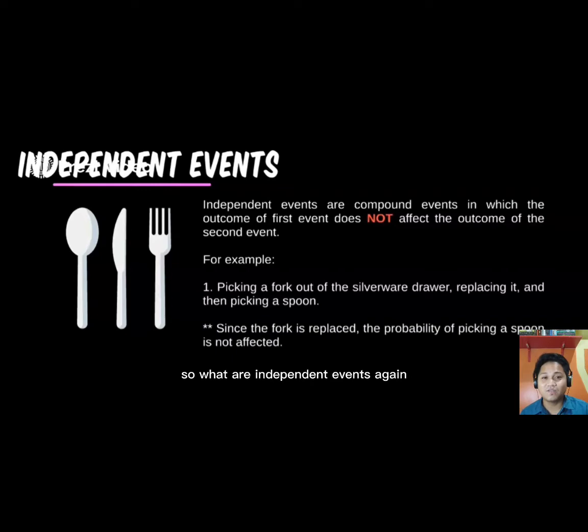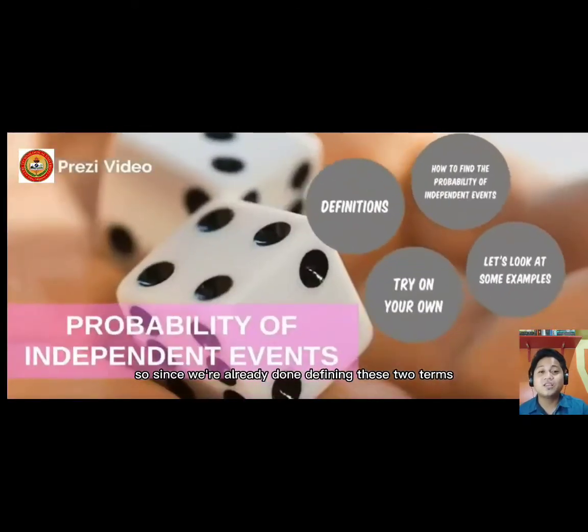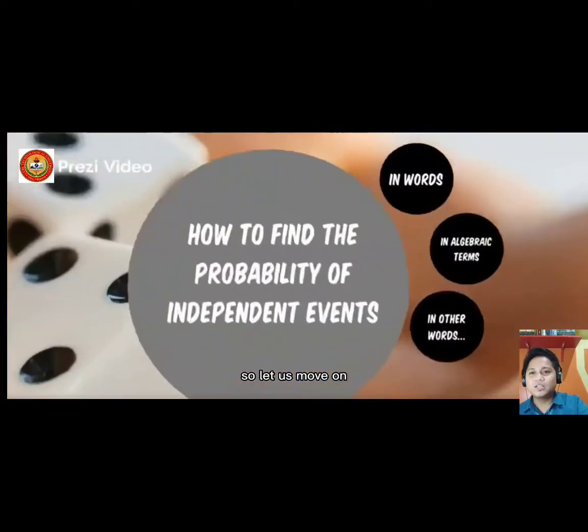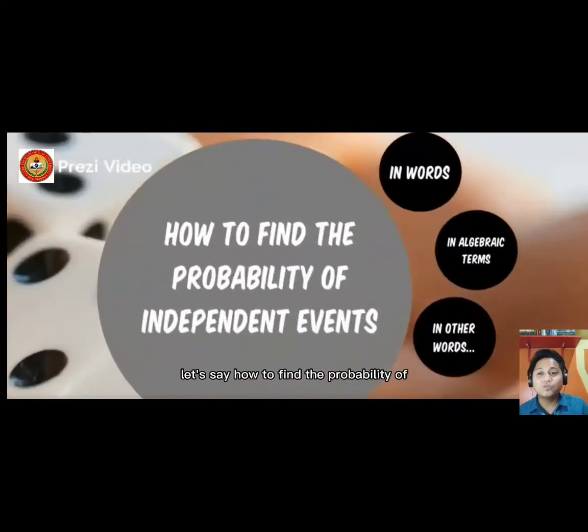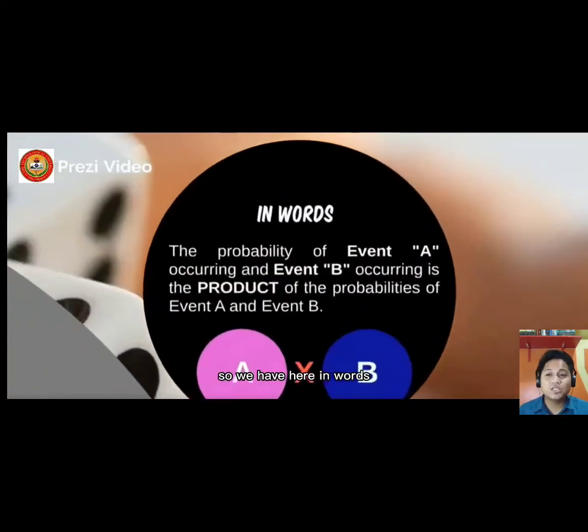So what are independent events again? These are compound events in which the outcome of the first event really doesn't affect the outcome of the second one. Since we're already done defining these two terms, let us move on to how to find the probability of independent events. We have here in words the probability of event A.